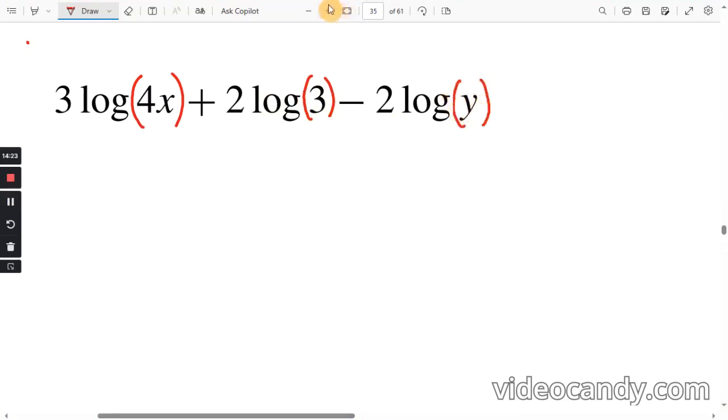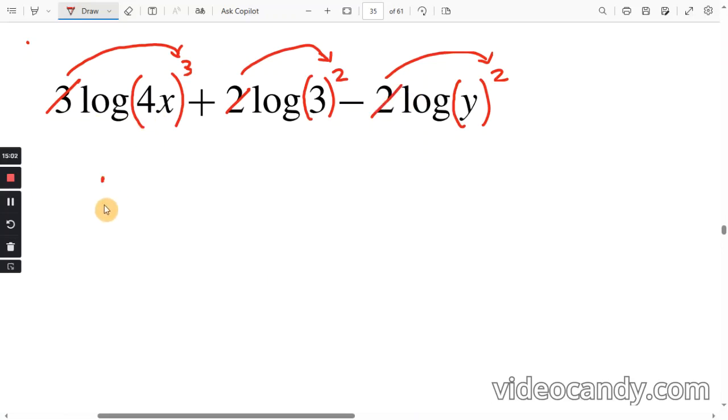All right, so let's use the power rule first. The exponent can go from here to the coefficient out front. It can also go the other way. So the 3 is going to be the exponent on that argument. So this 3 is gone. The positive 2 is going to be the exponent on that 3. And leave the negative sign here. The 2 is going to be the exponent on that y. All right. You don't have to rewrite. I'll just do it so it's cleaner.